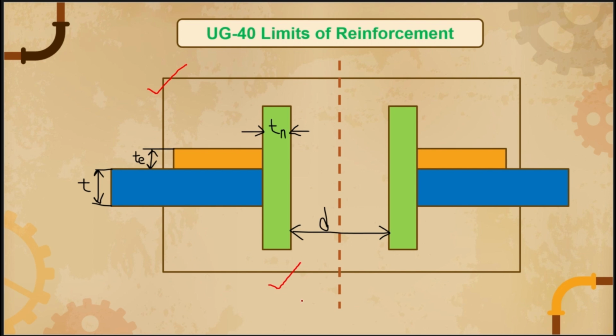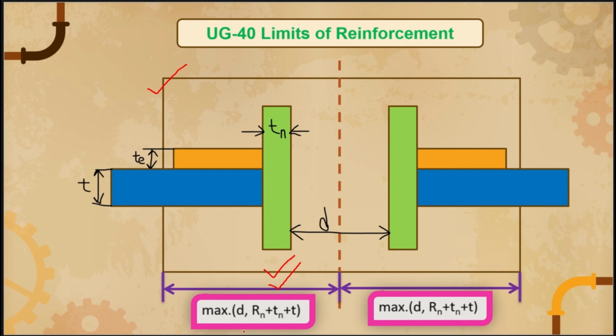So first we need to consider the limit of reinforcement parallel to the vessel wall. The limit of reinforcement on each side of the axis of the opening must extend to the greater of these two values, guys. That is maximum of D or Rn plus Tn plus T, where Rn is the inside nozzle radius, Tn is the nozzle wall thickness and T is the vessel wall thickness, guys. So your value must be the maximum of these two values.